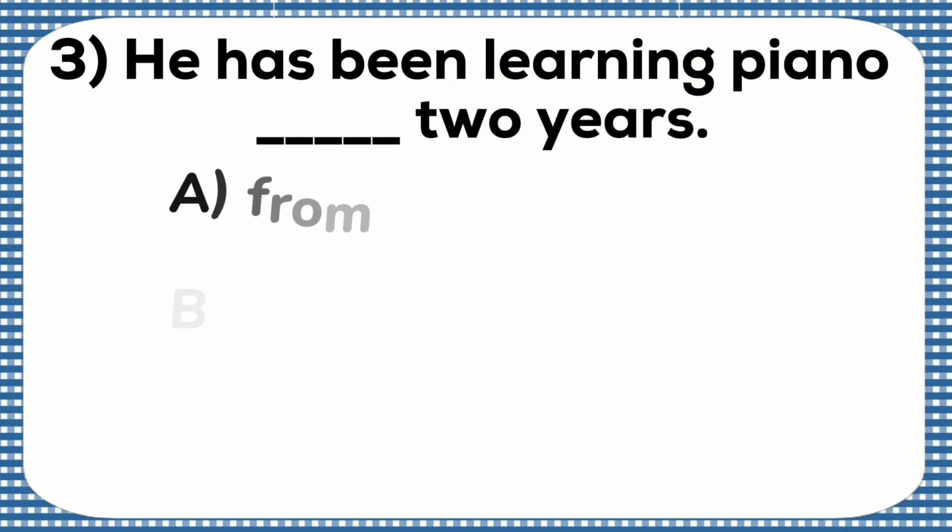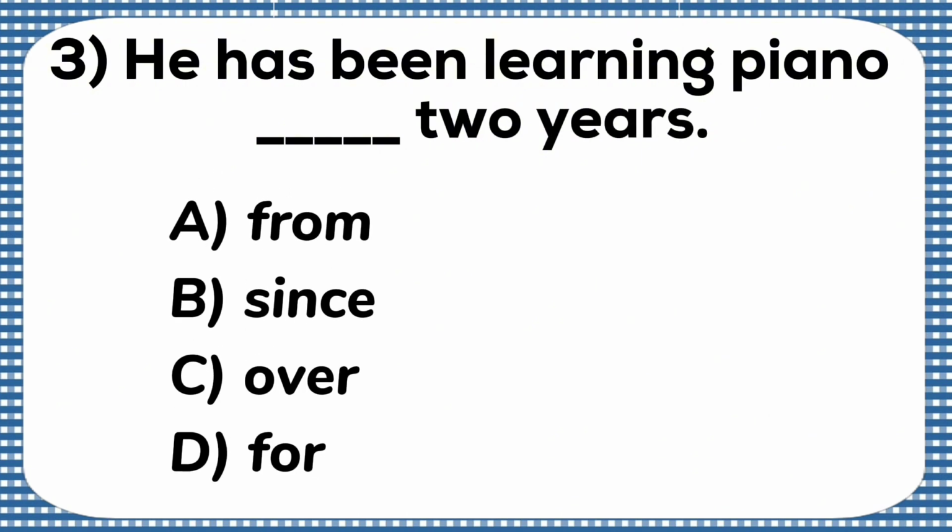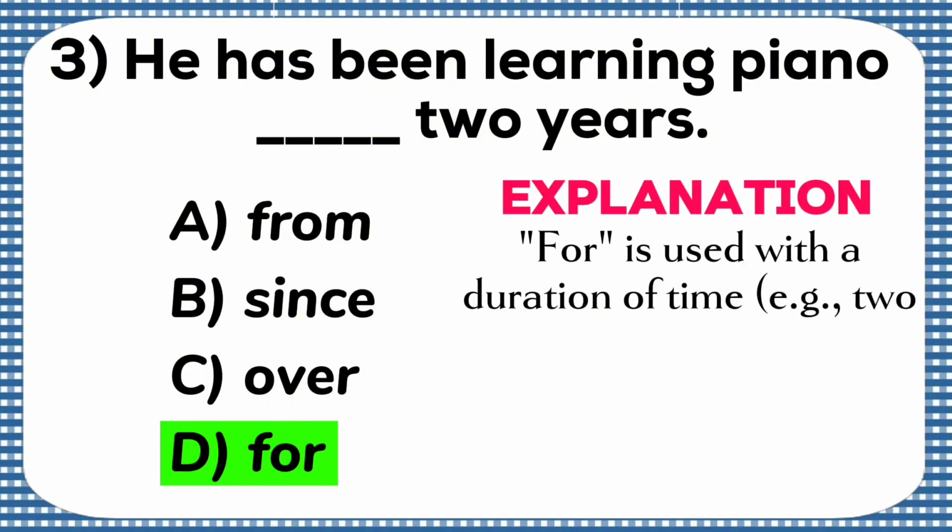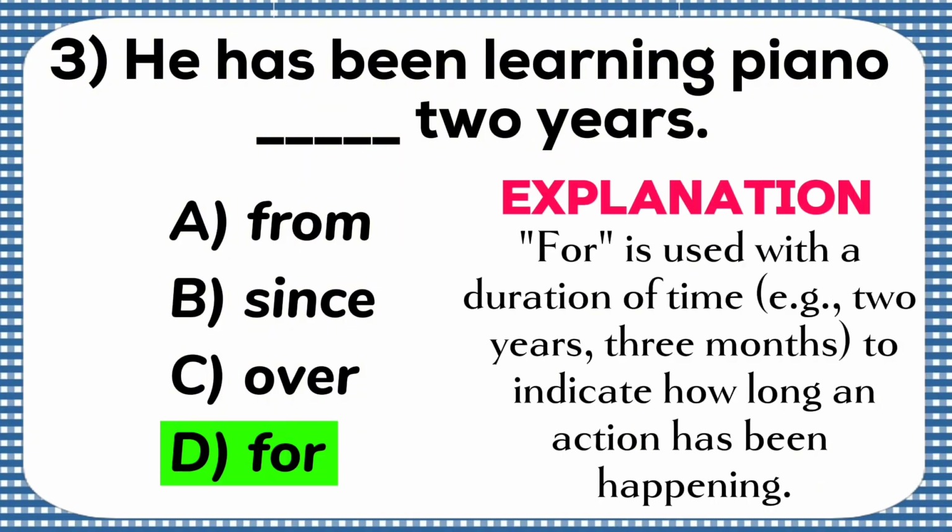He has been learning piano dash 2 years. The right answer is option D, for. Explanation: for is used with a duration of time to indicate how long an action has been happening.